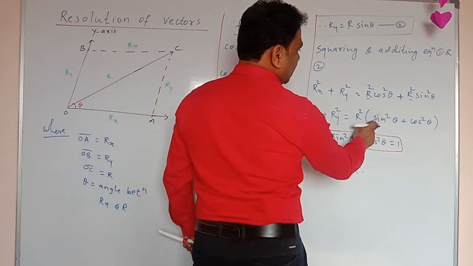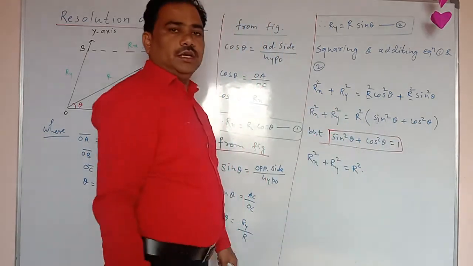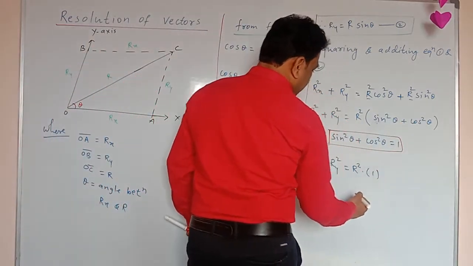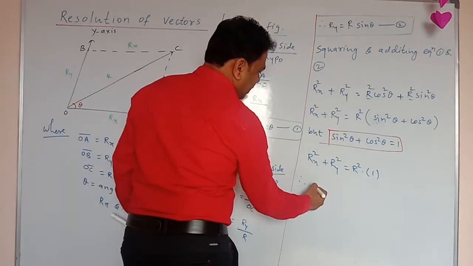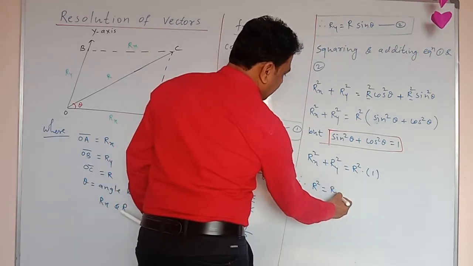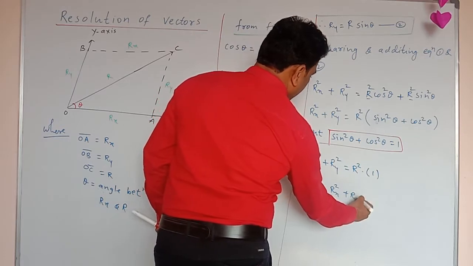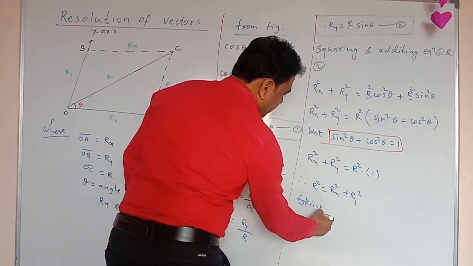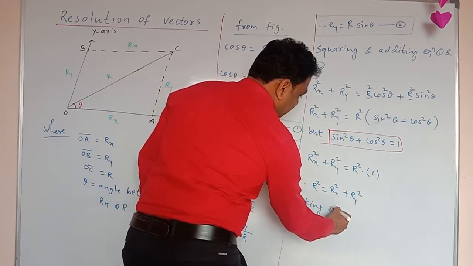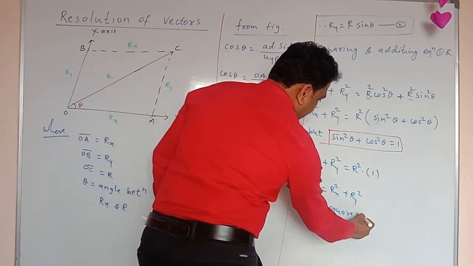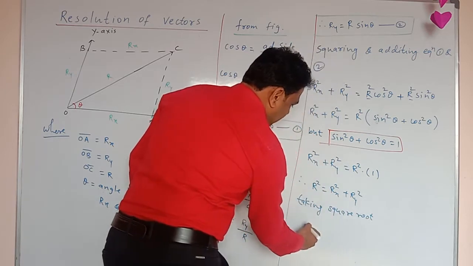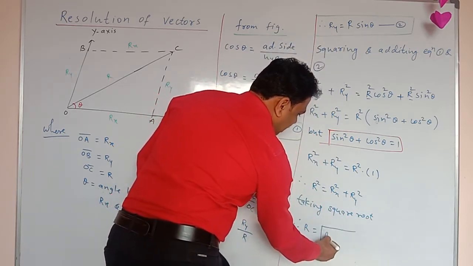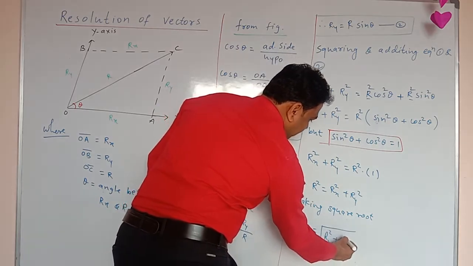What is the value of sin square theta plus cos square theta? Sin square theta plus cos square theta is equal to 1. So that's why we are writing 1 here. Therefore we get R square is equal to Rx square plus Ry square. So taking square root, what do we get? After taking square root, we get R is equal to under root Rx square plus Ry square.